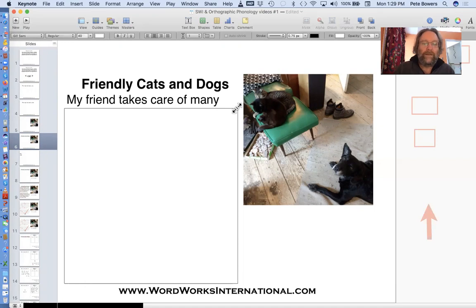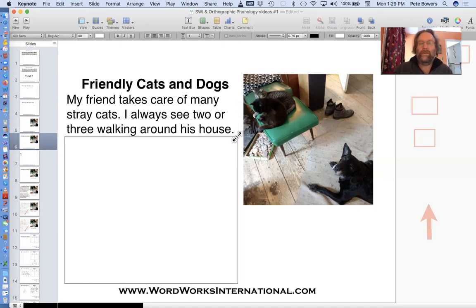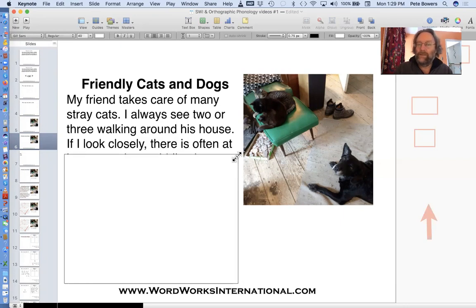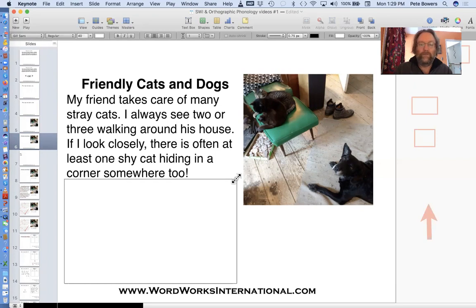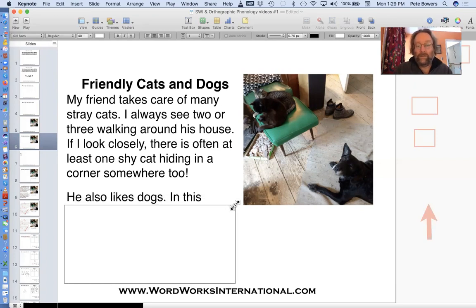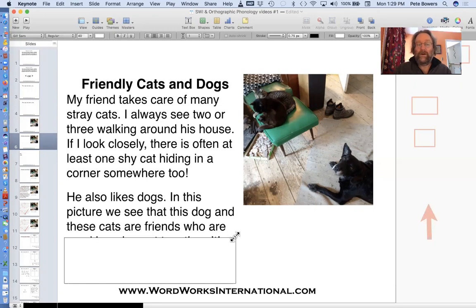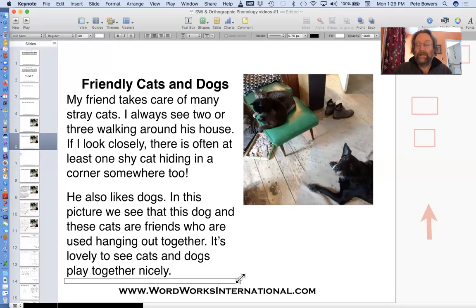So my friend takes care of many stray cats. I always see 2 or 3 walking around his house. If I look closely, there's often at least one shy cat hiding in a corner somewhere too. He also likes dogs. In this picture, we see that this dog and these cats are friends who are used to hanging out together. It's lovely to see cats and dogs play together nicely. So admittedly, a pretty silly little story, but it's a way to have a context to talk about some things.